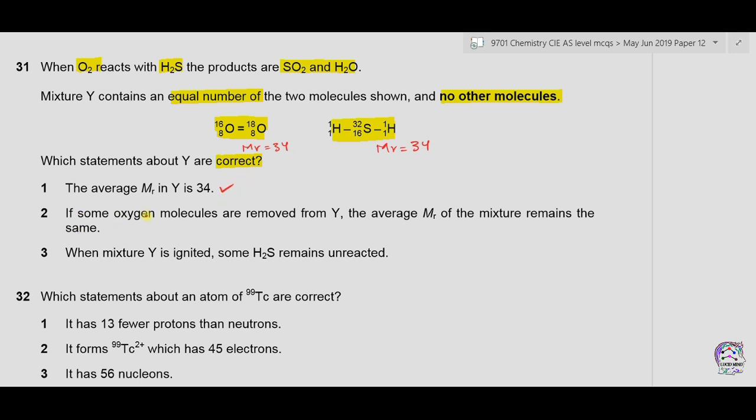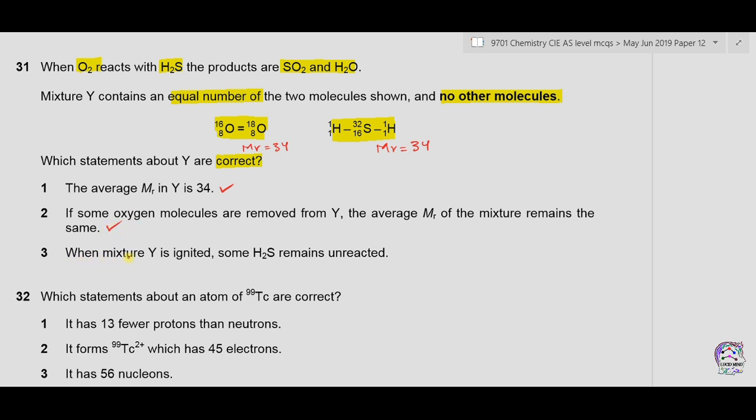In 2, if some oxygen molecules are removed from Y, the average Mr of the mixture remains the same. As all molecules have molecular mass 34, if some of the molecules are removed, the average will still be 34. So it is also correct.